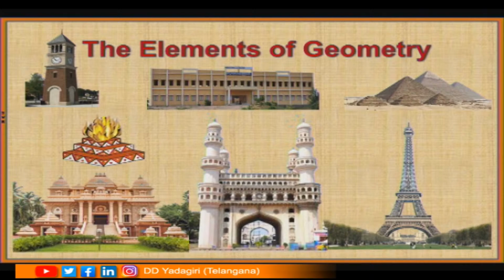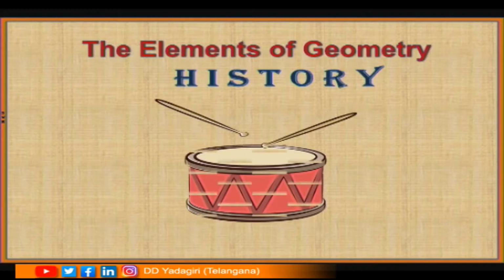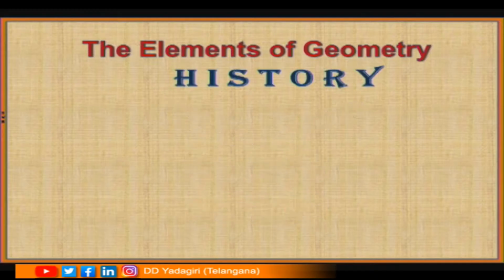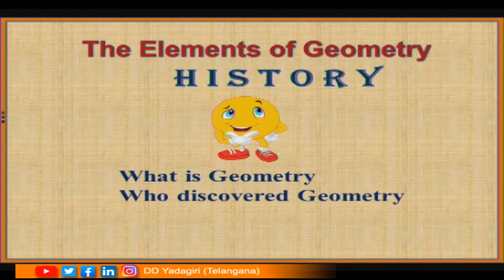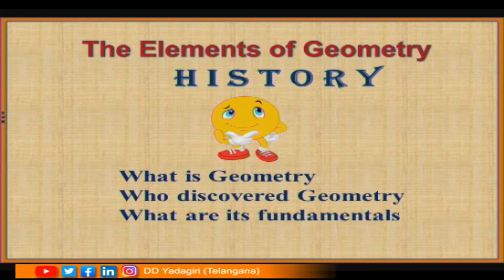Children, when you want to construct such kind of structures, buildings or pyramids or monuments, we need certain basic things which are required for us to construct them. And what are required for it? And who are the people who supported it? Let us check it. Let us go into the history of geometry, where it has evolved. What is geometry? Who discovered geometry? What are its fundamentals, that means basic things which are required for geometry? Let us check it.